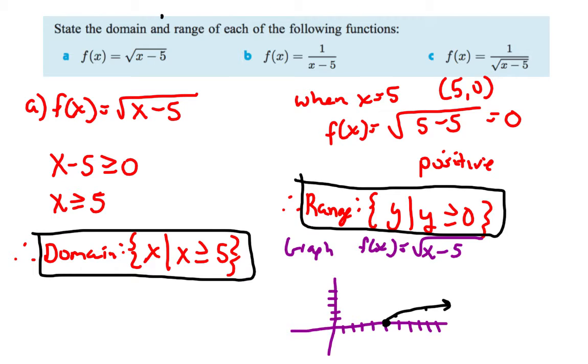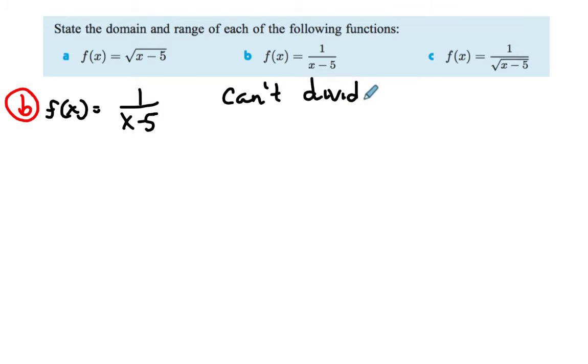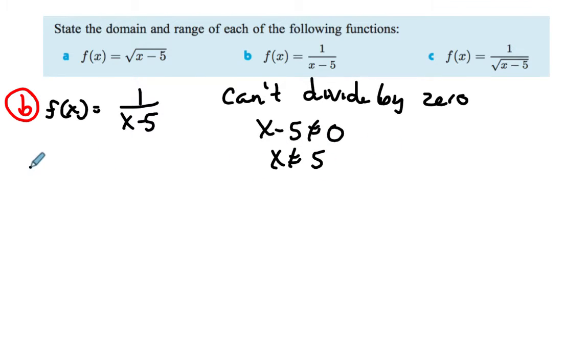Okay, what if we're asked to figure out the domain and range of a rational function? Let's look at part B. Here, f of x is equal to 1 divided by x minus 5. The key here is this is a rational function, and we know we cannot ever divide by 0. So x minus 5 cannot equal 0, which means x cannot equal 5. So our domain is everything except 5. Domain is x such that x is not equal to 5.